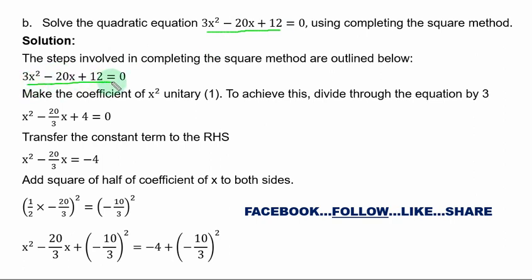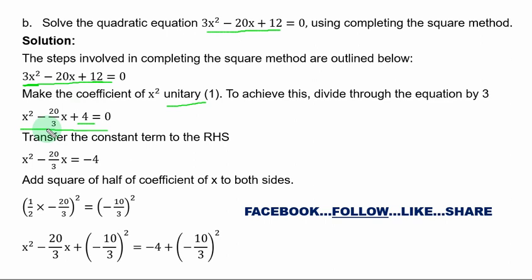The first step is to make the coefficient of the term that is squared, s in this case, unitary. That is, you should make the coefficient of s squared to be 1. To achieve that, divide through the equation by 3. You have this result. If you divide 12 by 3, you have 4. 20 by 3, you have 20 over 3, and so on.